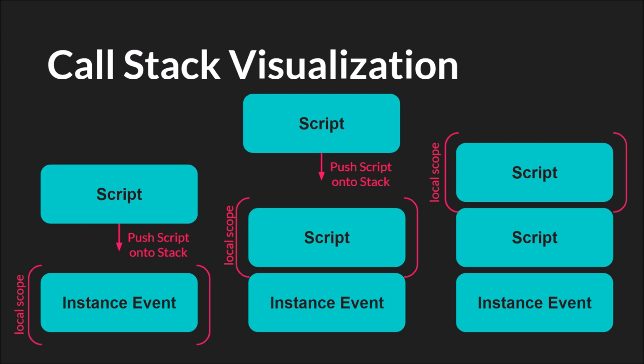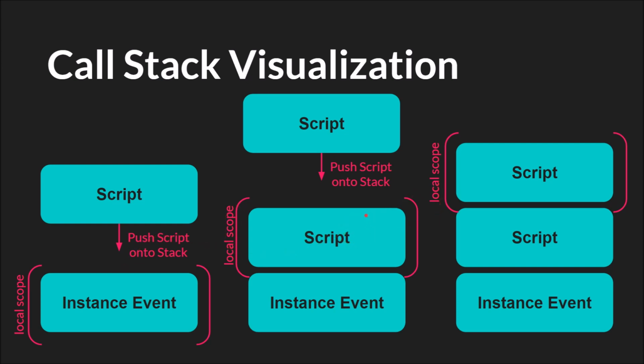As we've said a couple of times, virtually all code runs inside of events. So you have some instance event that is running. That instance event has its own local scope. This is where all the variables created by the keyword var go. Now let's say that event calls a script. That script is pushed onto the stack and it gets its own local scope.